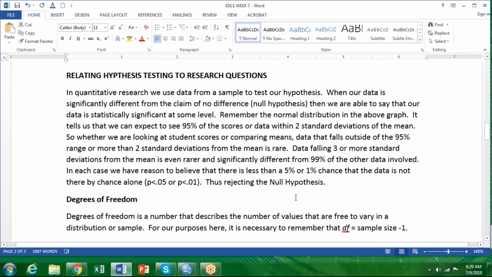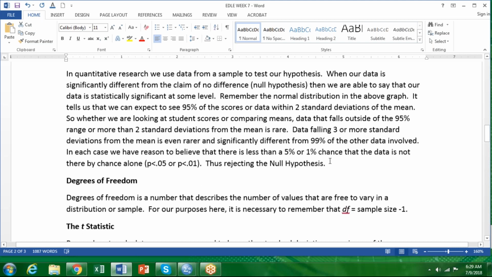In quantitative research, we use data from a sample to test our hypothesis. And so that's what we do. When our data is significantly different from the claim of no difference, the null hypothesis, then we are able to say that our data, because it is significantly different, meets our research criteria, and we can continue on.